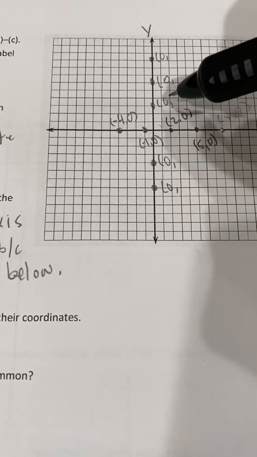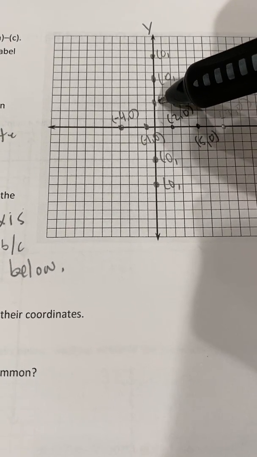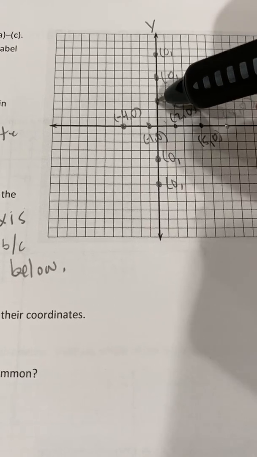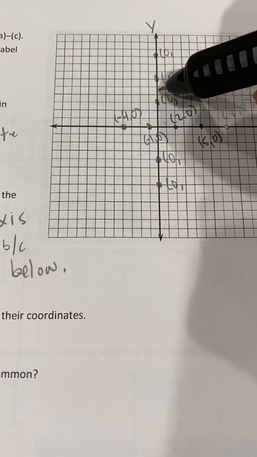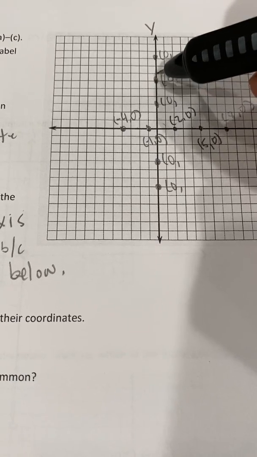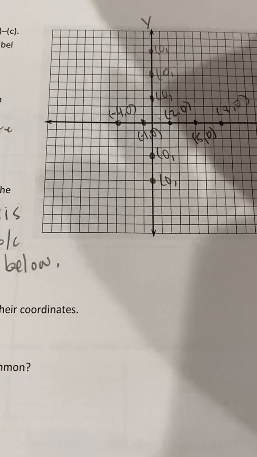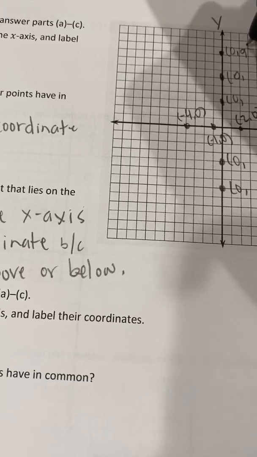All right, so we have 1, 2, 3, 4, whoops, lost my count, 1, 2, 3, 4, 5, 6, 7, 8, 9. So this top one is 0, 9.